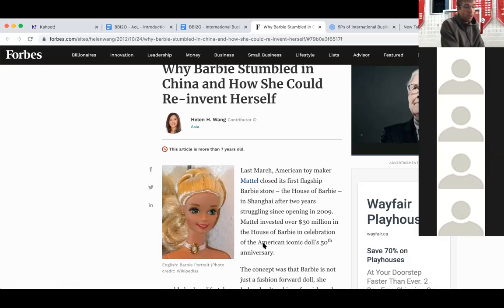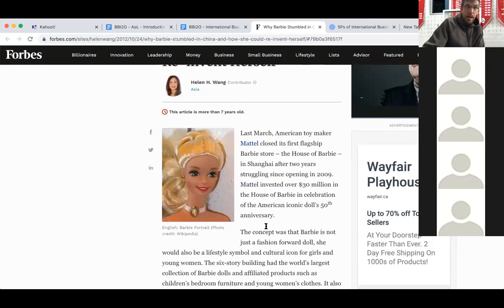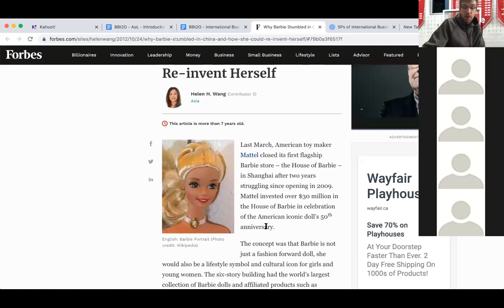Actually, they had some locally designed Barbies that were more representative of the people in Shanghai, but it was the traditional North American Barbie that was the best-selling item. What ended up happening was a couple of things. Firstly, they didn't look into what other toys sold in China. If you read the article, they talk about how educational toys were a little more popular and fun toys were not as popular.